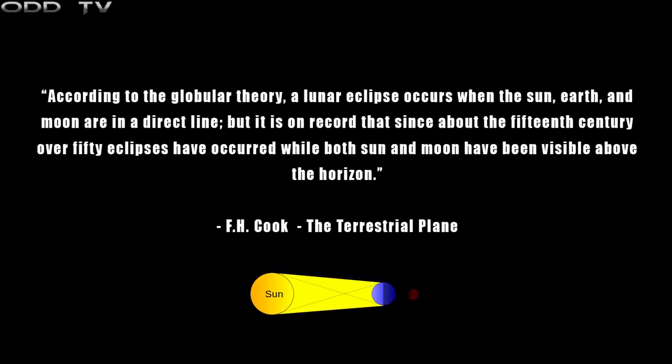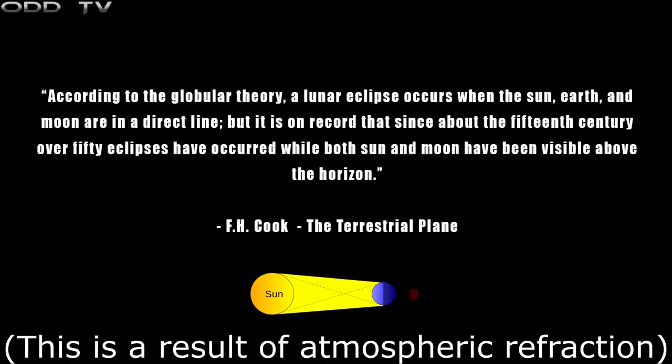According to the globular theory, a lunar eclipse occurs when the Sun, Earth, and Moon are in a direct line, but it is on record that since about the 15th century, over 50 eclipses have occurred while both the Sun and Moon are visible above the horizon. F.H. Cook, The Terrestrial Plane.